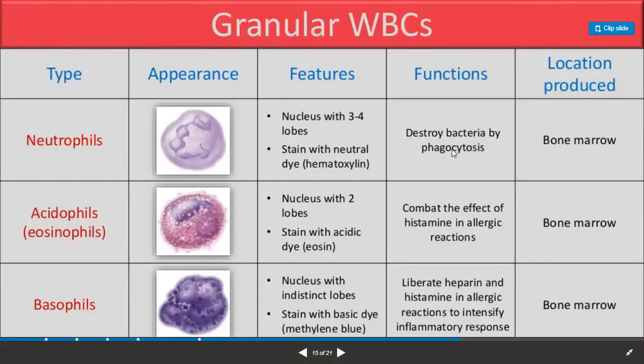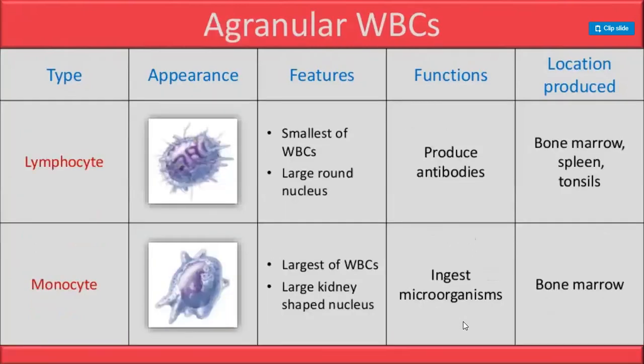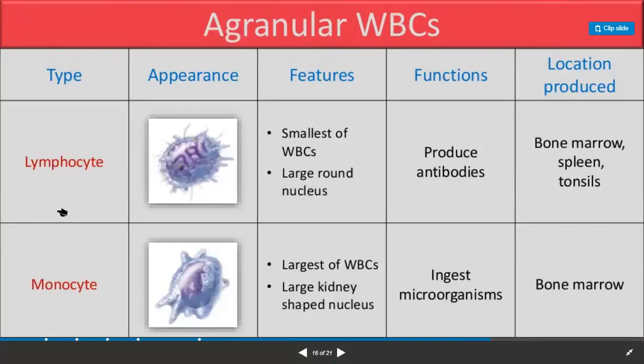This one destroys bacteria by phagocytosis. This one combats the effect of histamine in allergic reactions, and basophils liberate heparin and histamine in allergic reactions to intensify the inflammatory response. Now, let's look at the agranulocytes. So the agranulocytes, as we said, are the lymphocytes and the monocytes.